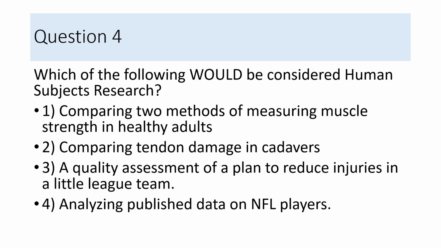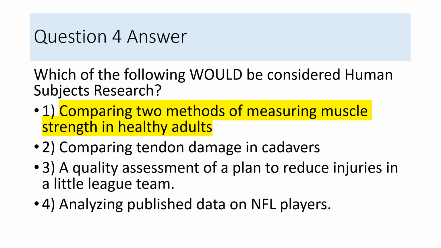And now we have a question. Which of the following would be considered human subjects research? Choice 1, comparing 2 methods of measuring muscle strength in healthy adults. Choice 2, comparing tendon damage in cadavers. Choice 3, a quality assessment of a plan to reduce injuries in a Little League team. And choice 4, analyzing published data on NFL players.